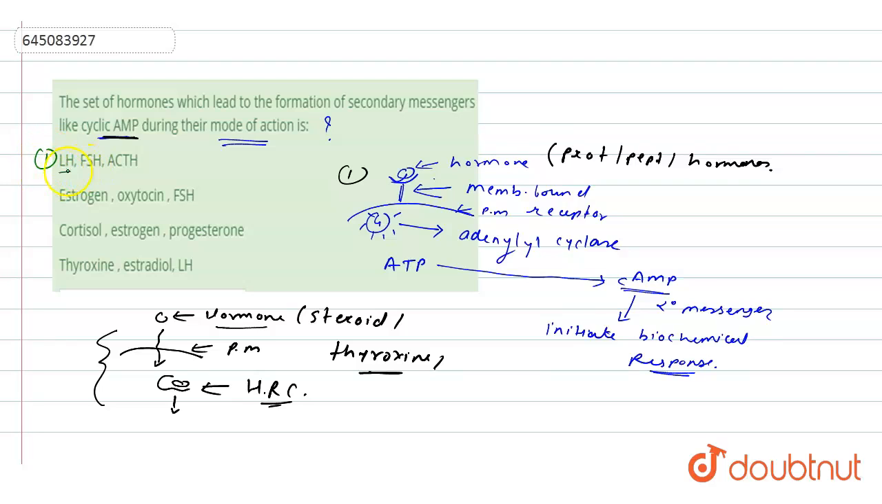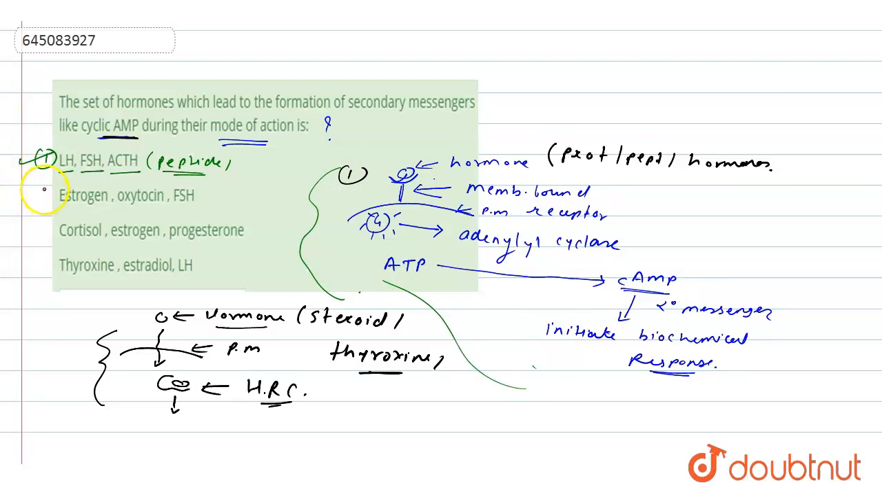The first option is LH, FSH and ACTH. All these three hormones are peptide hormones. LH is the luteinizing hormone, FSH is follicle stimulating hormone, and ACTH is adrenocorticotropic hormone. So they all are peptide hormones. So they will activate the G protein, they will give this type of response, this one. Okay, so this is your correct option here.